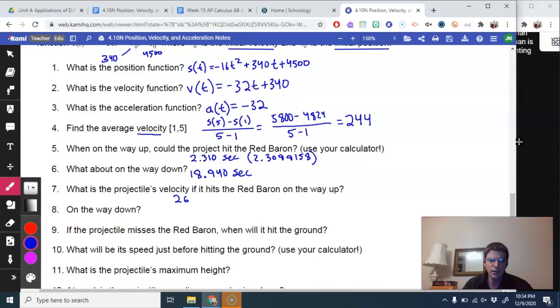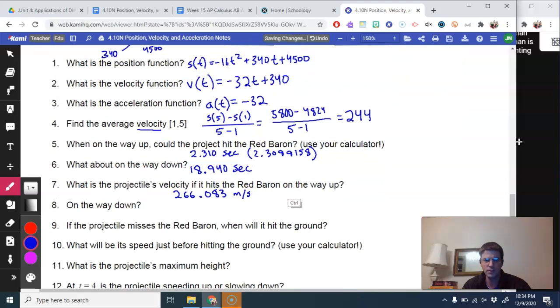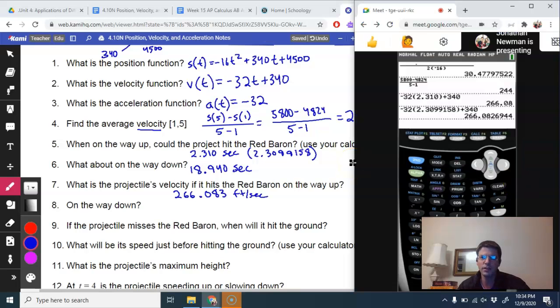So 266.083. That's meters per second. Oh, nope, sorry, that is feet per second. Sorry, feet per second. Let's follow it. Feet per second. Okay, so that's the velocity.